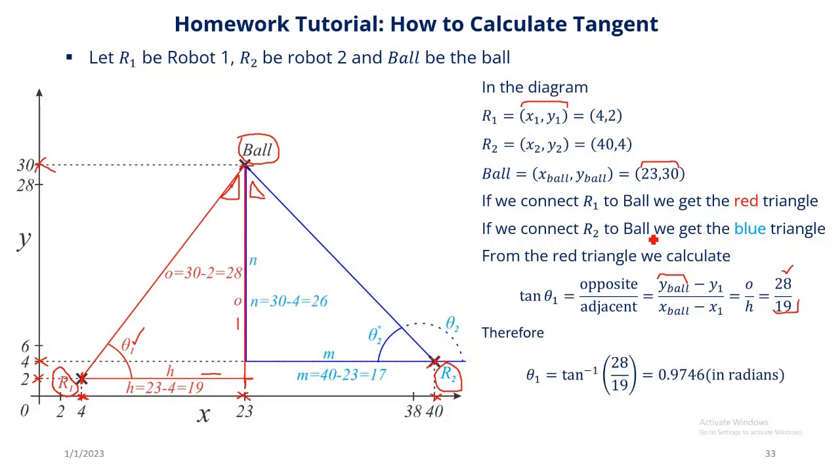So to get the theta, we now push the tangent to the other side and it becomes an arctangent. So we look for the arctangent of 28 over 19, and that is 0.9746 in radians. Your scientific calculator may likely give you radians. Python will give you radians. You have to convert it to degrees. So to convert it to degrees, you just multiply by 180 over pi, and that gives you 55.84 degrees.